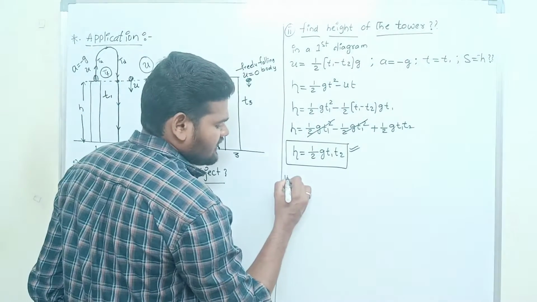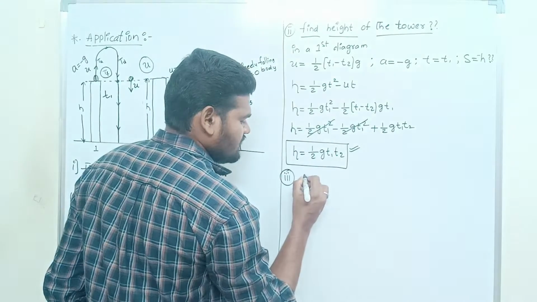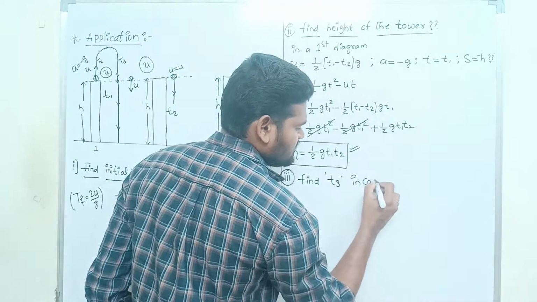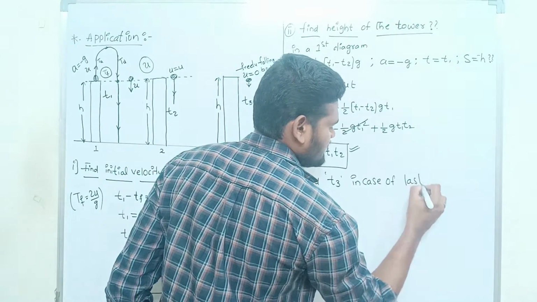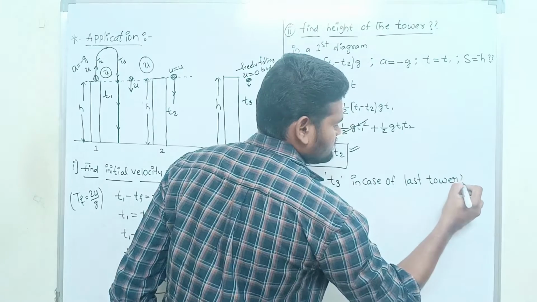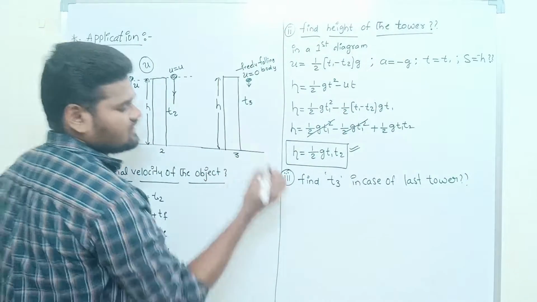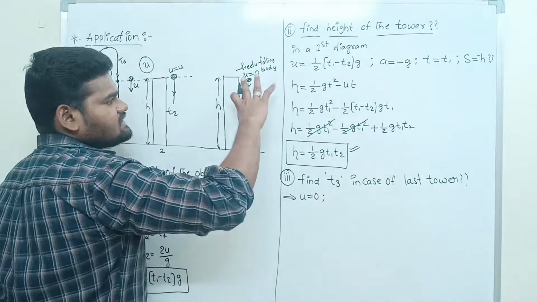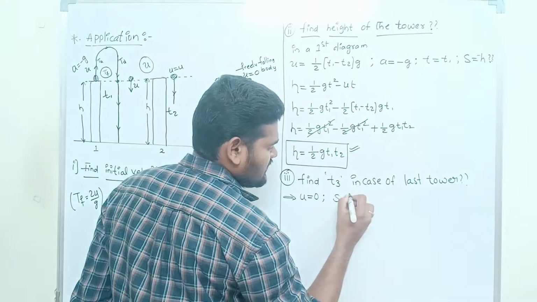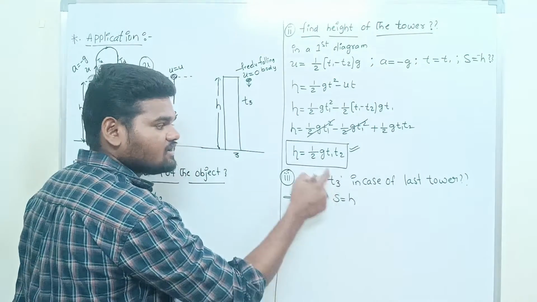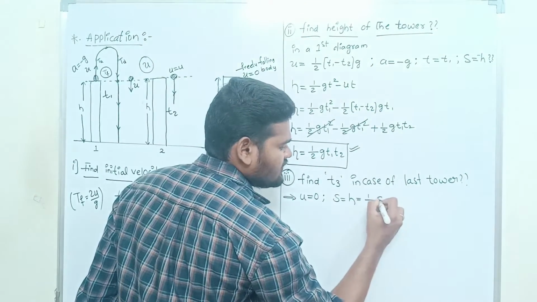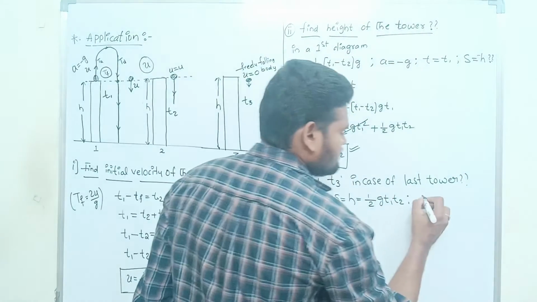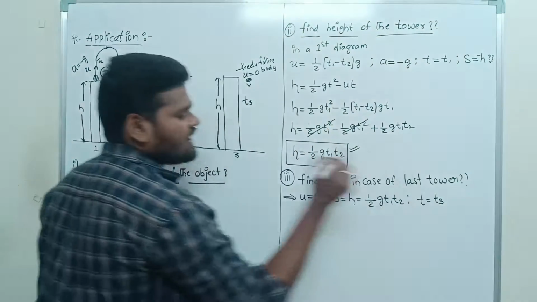Now I want to find the time T3 in case of the last tower. In case of the last tower, what is its initial velocity? u is equal to 0. What is its displacement? s is equal to h. Already we got the h value, which is equal to 1 by 2 g into T1 into T2. So what is the time? T is equal to T3. This is what we have to find.